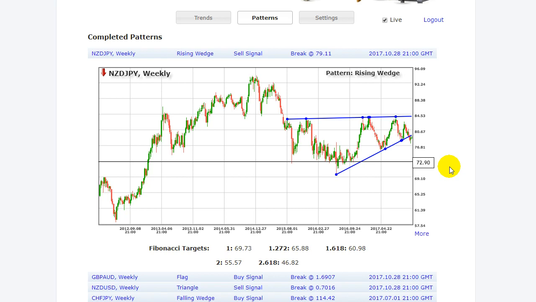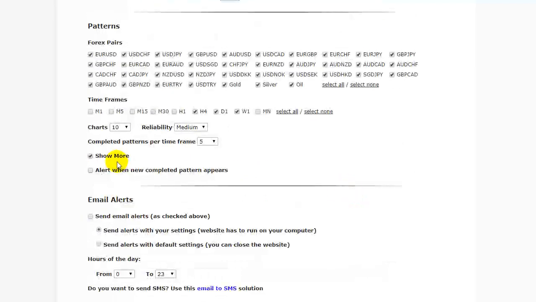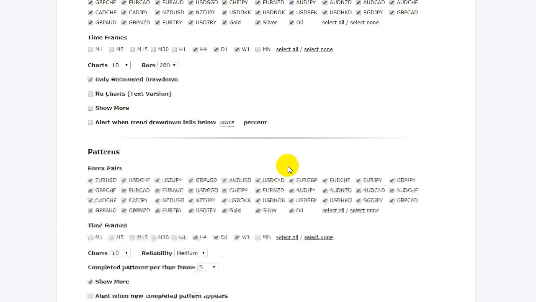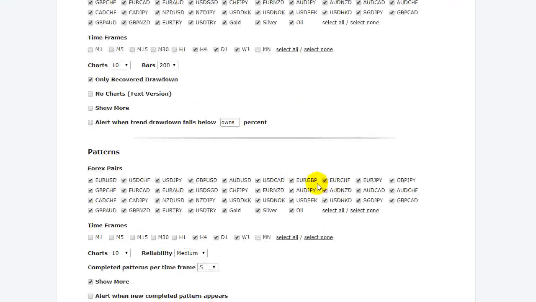shorter time frame charts. But again, you're going to have to decide, once you become a Forex Trendy member, you really want to investigate all of these, the reliability of the pattern. You want to look at your time frames. I'll go back to where I usually am, which is this. I'll leave the weeklies on so I can do some more updates on these. There you go. And again, you could obviously get your email alerts.